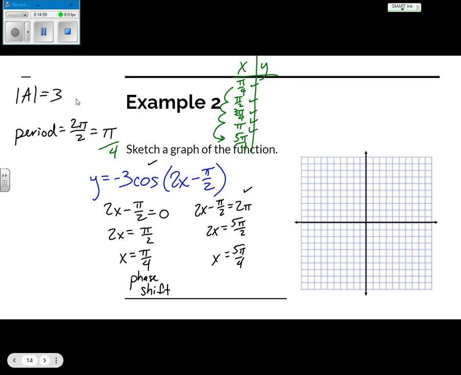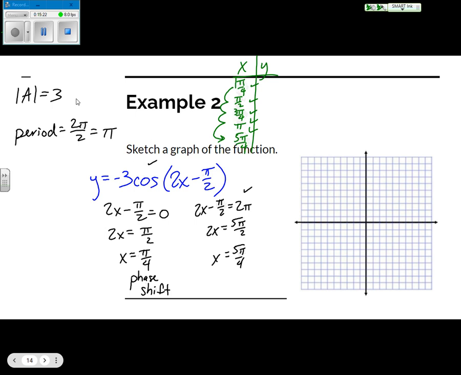If you work it how we did on the last slide, if I just have the pi over 4 and the 5 pi over 4, and I do halfsies, hopefully you know halfway between 1 and 5 is 3. Halfway between 1 and 3 is 2 pi over 4. Halfway between 3 and 5 is 4 pi over 4. So in this video, I'm giving you two different ways to construct this table.